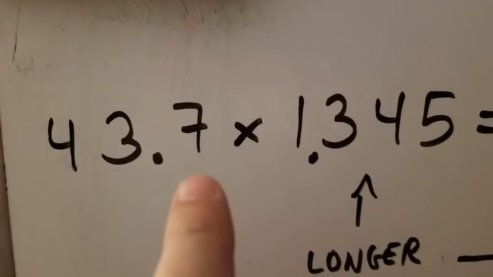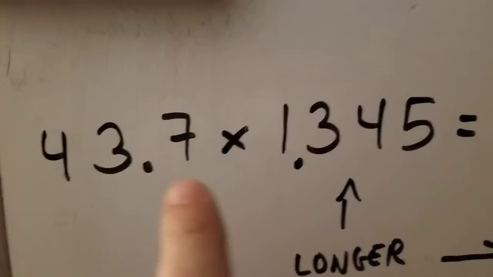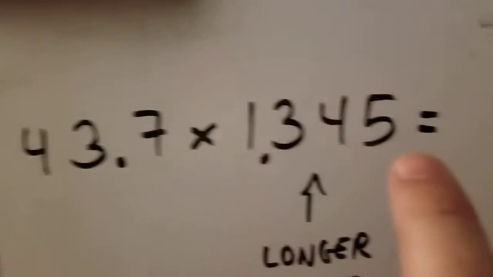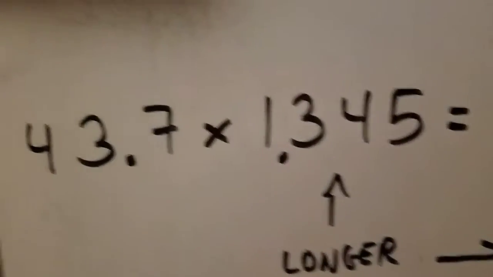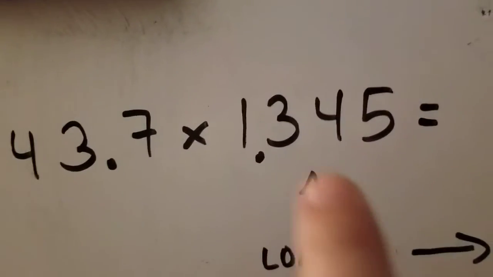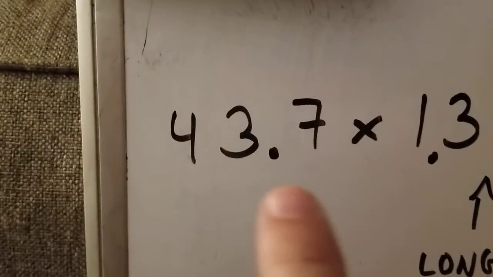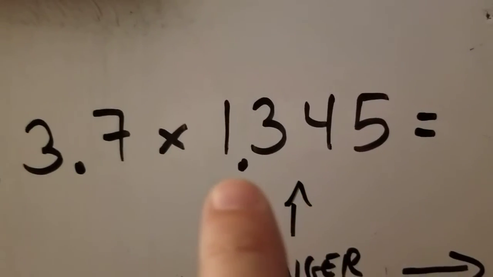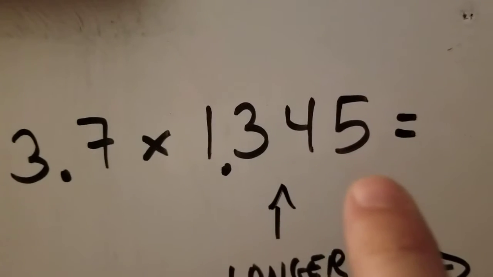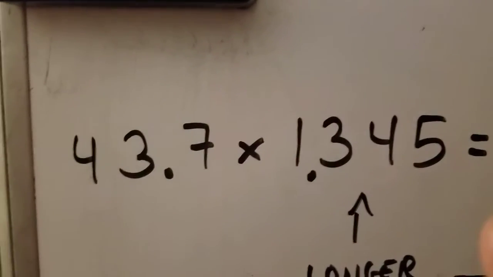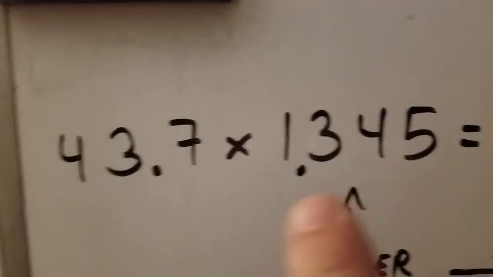43 and 7/10. This is only 3 digits. This is 4 digits. You have 3 digits, 4 digits. Okay, but guess what? This number is larger than this one. Speaking of money, this is $43.07, and this is $1.345. Okay, so just because the number is longer doesn't necessarily mean that it's larger. That is a pretty common mistake.